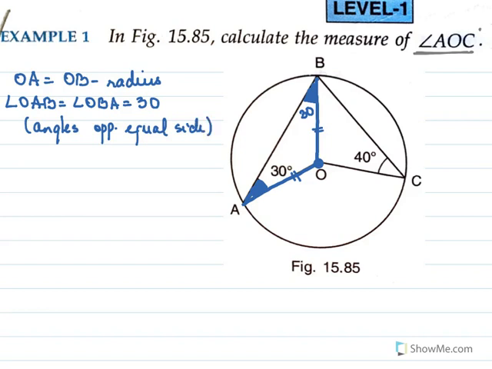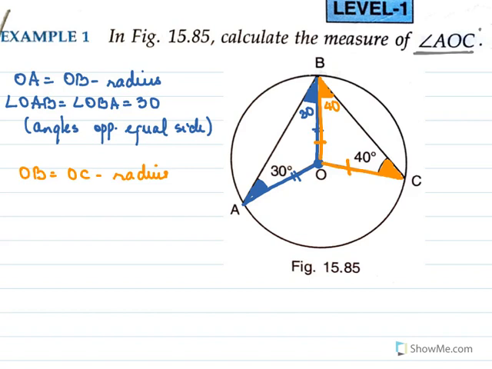Similarly, on the other side, we know OC is equal to OB, because radii of the same circle. If OC is equal to OB, then angle C will be equal to angle B, which means if this is 40, this also is 40. So let's write this. So we have now OB equal to OC, that is radius of the same circle.